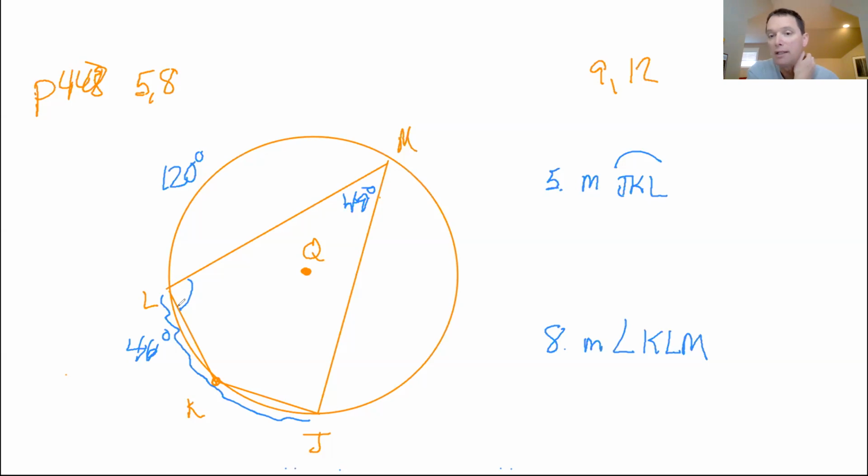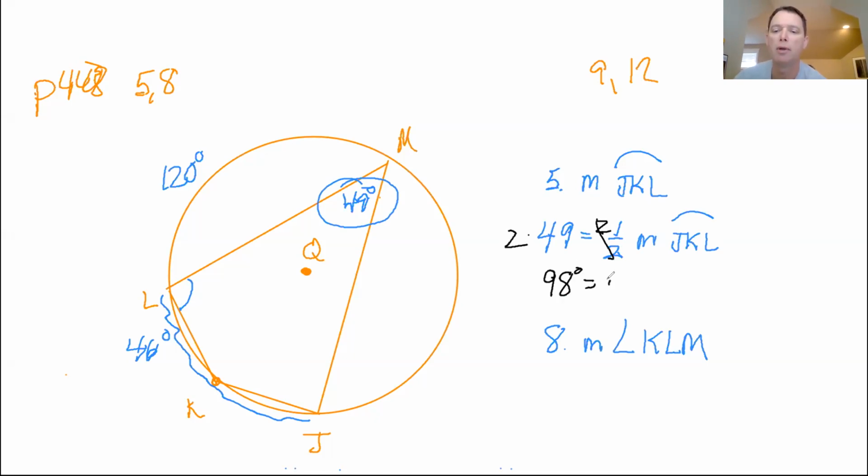So let's go through this together. Arc JKL is intercepted by this inscribed angle, 49 degrees. So 49, based on our theorem now, is going to be 1/2 of the intercepted arc. And then, of course, we know we multiply by 2, those cancel. And measure of arc JKL is 98 degrees.